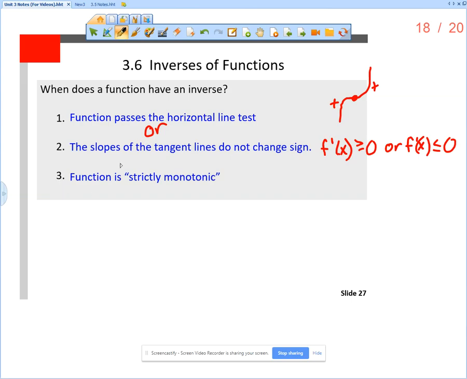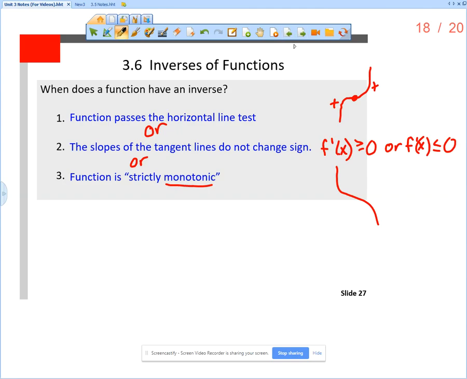All right. Or what we could say is the function is strictly monotonic. Monotonic meaning it has one tone, or it's always increasing, or it's always decreasing, right? And so if the function passes the horizontal line test, which means that the slopes of the tangent lines do not change signs, which means that the function is strictly monotonic, then we can say that there will be an inverse.